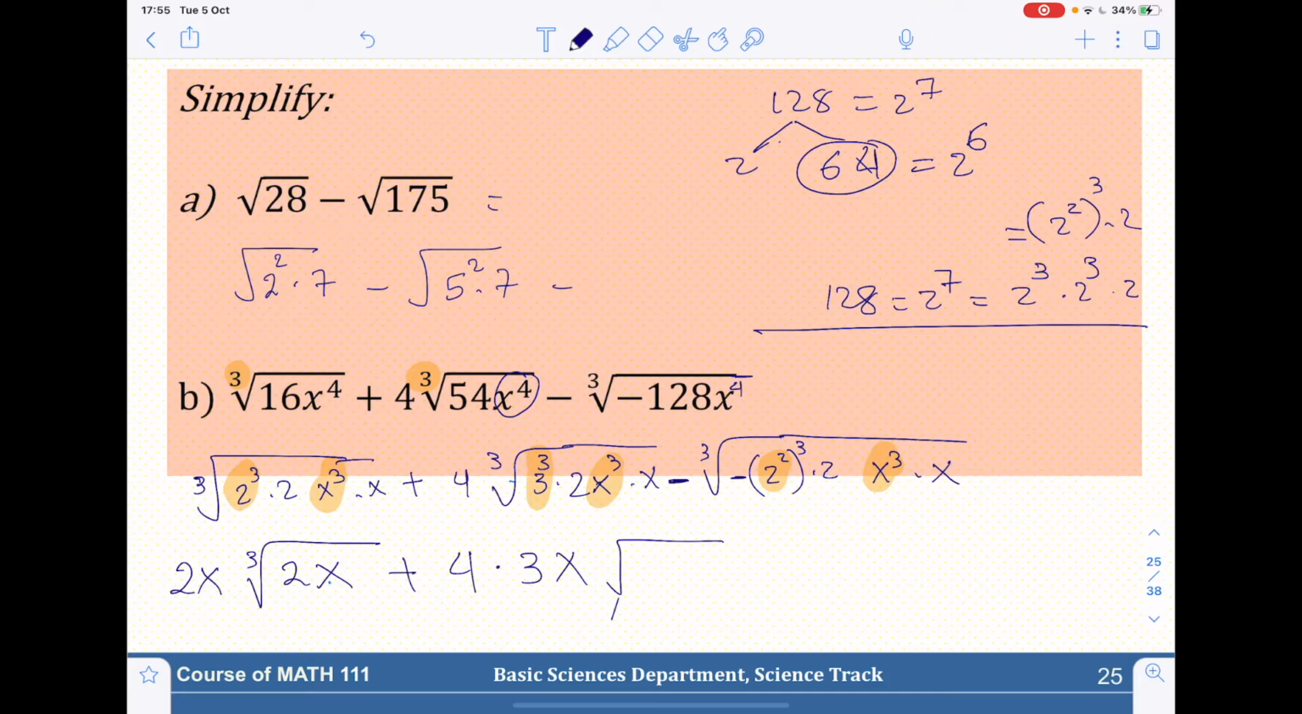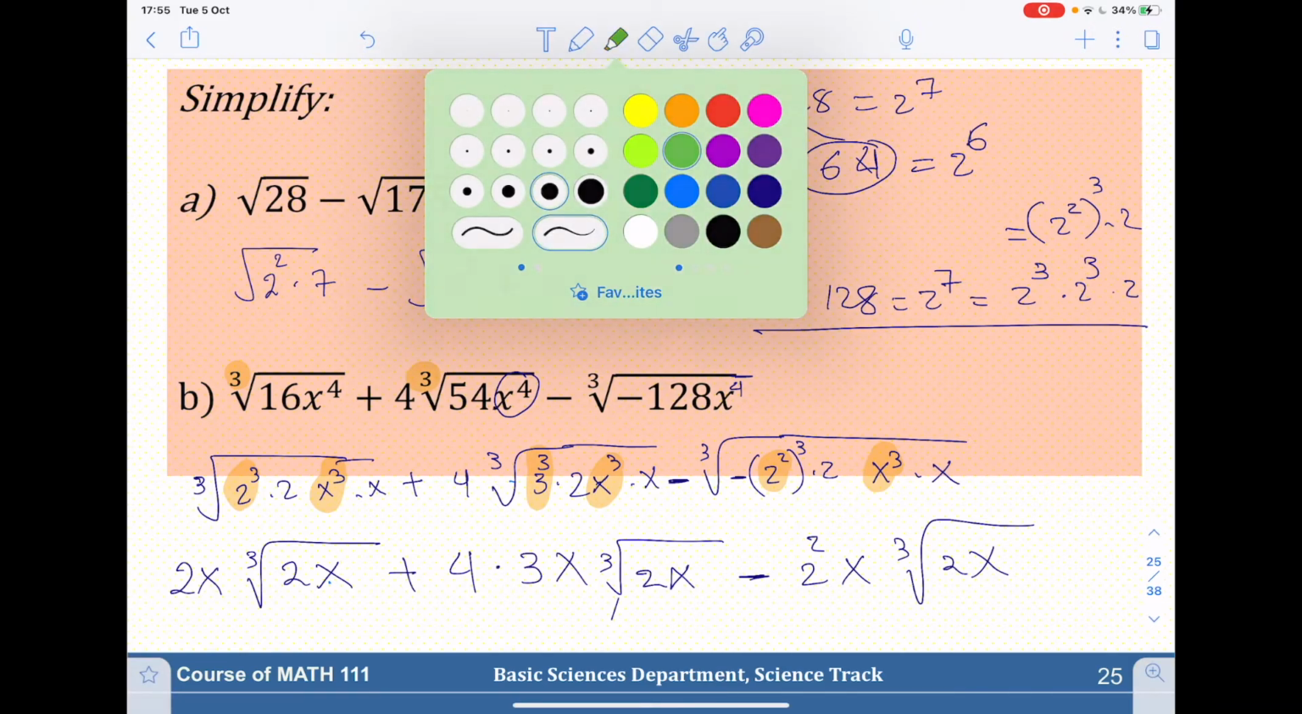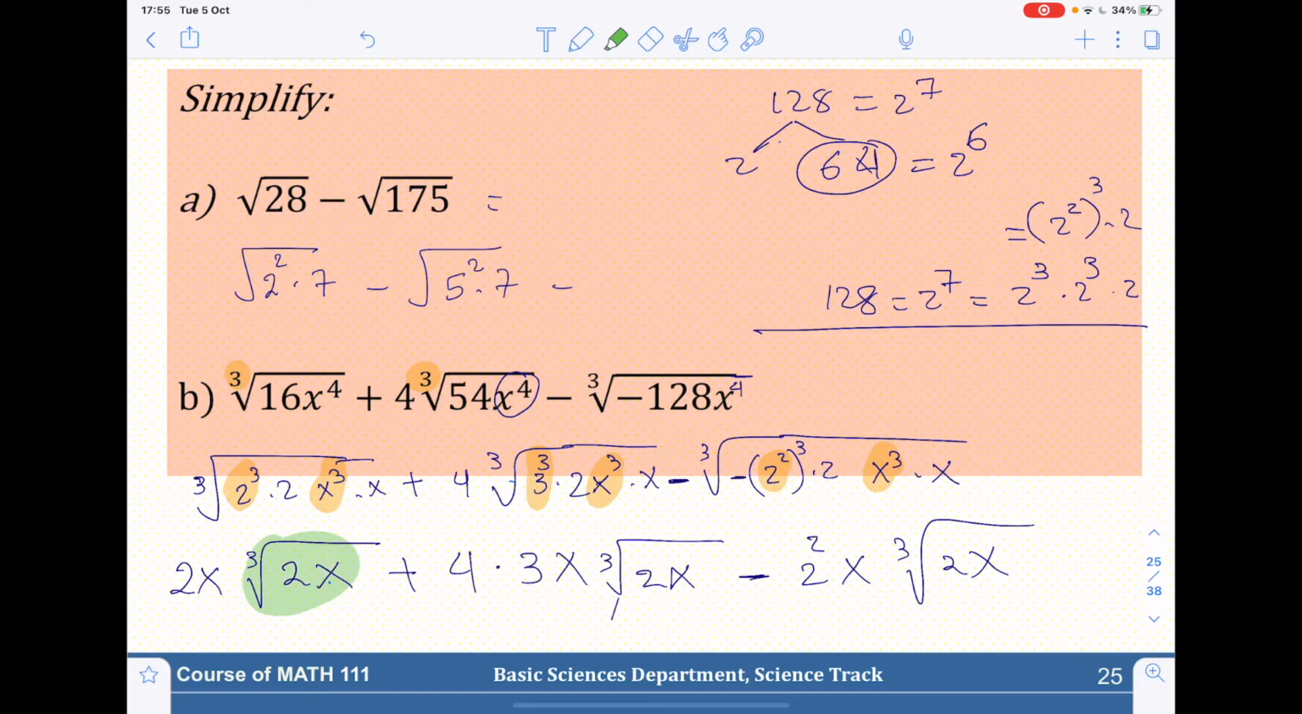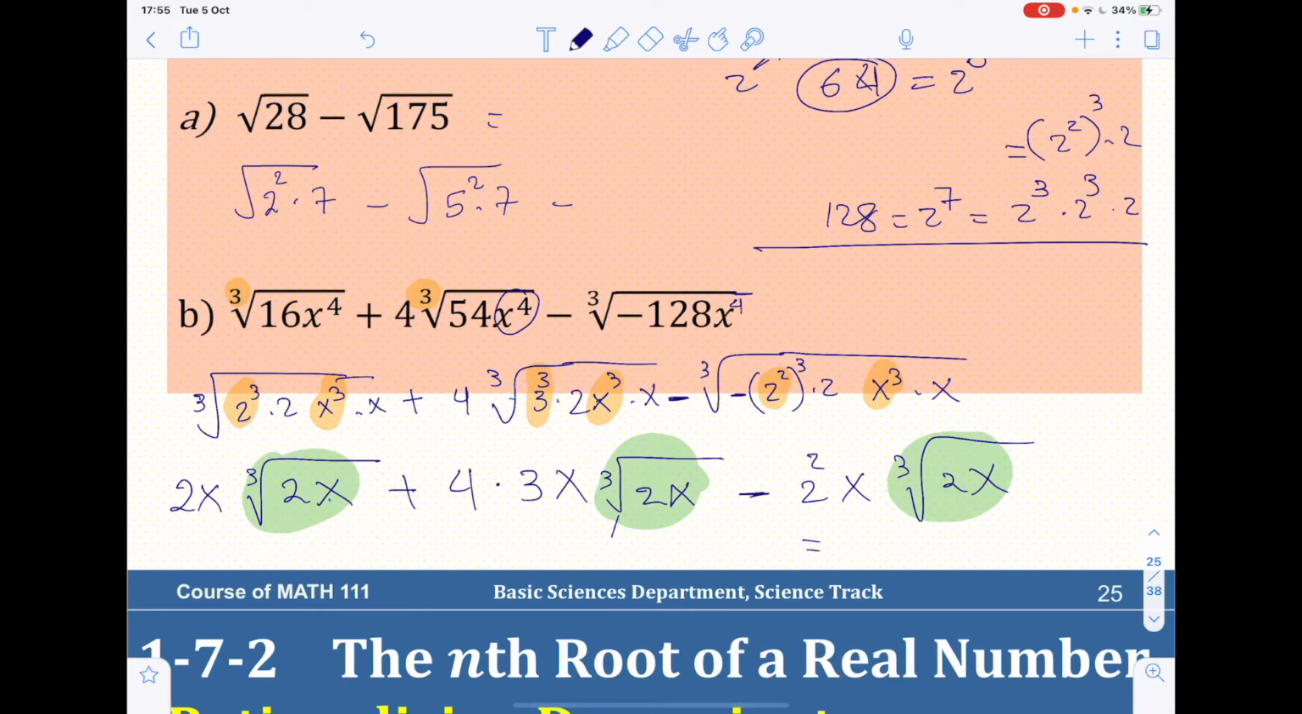3x, then the third root of 2x minus 2 to the power 2 times x, then the third root of 2x. So as you can see here, we have third root of 2x, third root of 2x, third root of 2x. So in the result, we're gonna have third root of 2x.